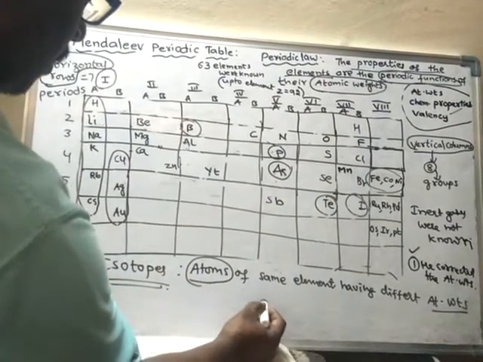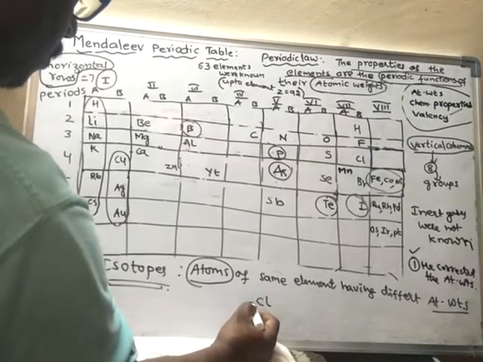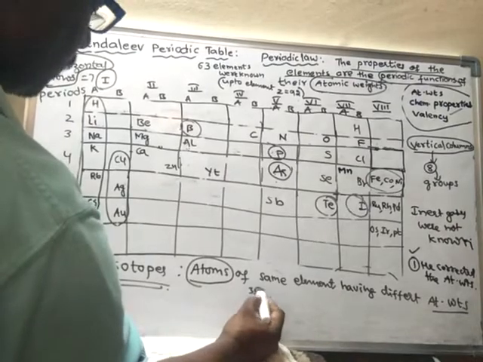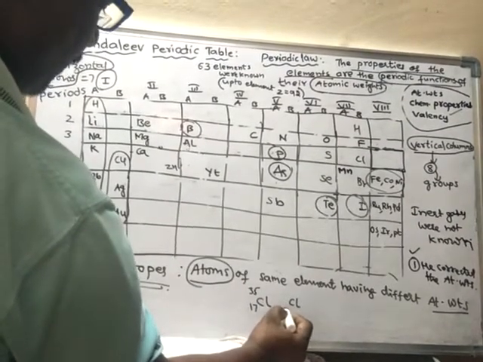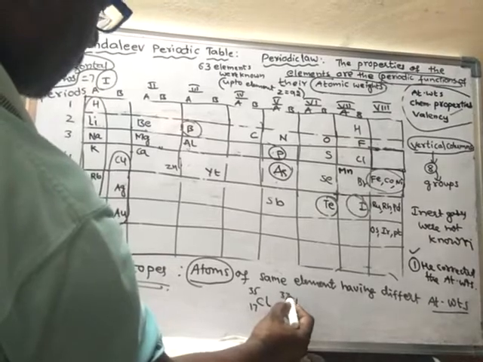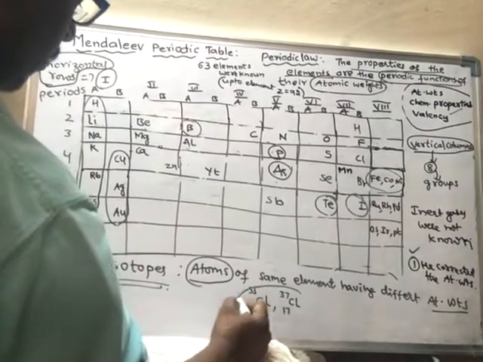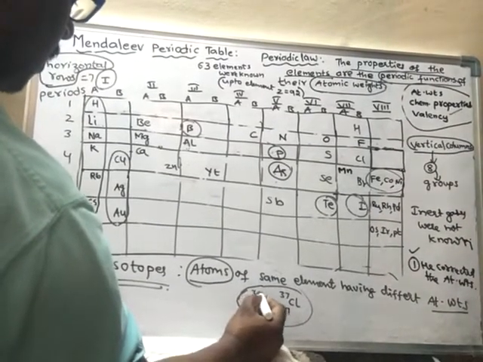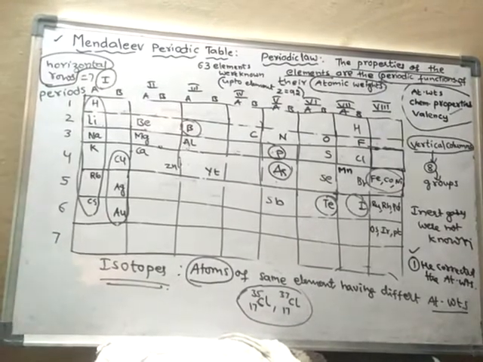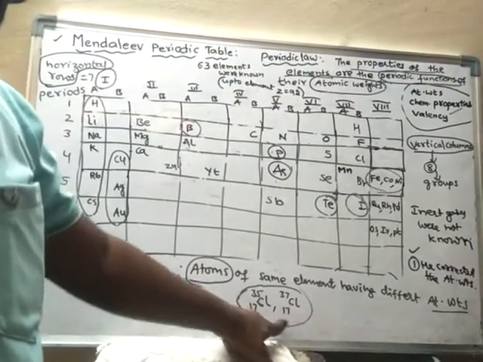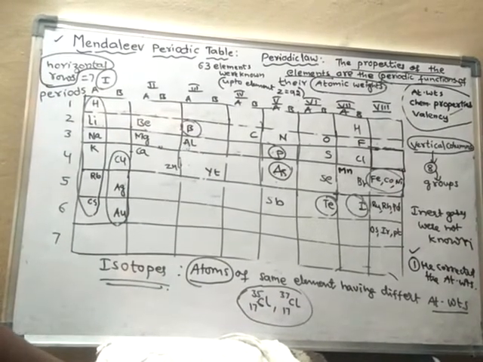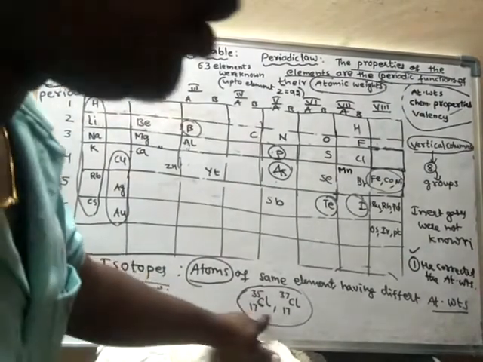Example, chlorine has 2 isotopes. Chlorine 35, chlorine 37. So these are the 2 isotopes of chlorine. They belong to the same element chlorine only, but their masses are different. Such atoms are said to be isotopes.